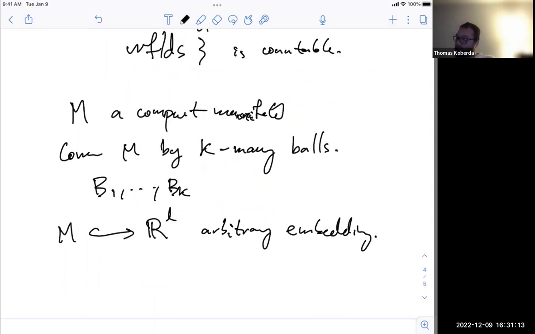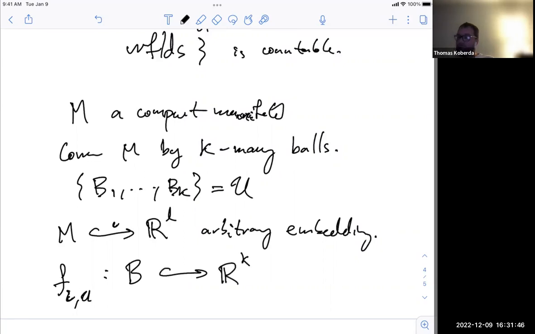And what this embedding gives you in particular is a map. If you call this map iota, and this cover collectively U, you get some map F depending on iota and U from a ball in R to whatever dimension M is into R^(KL), just by restricting the embedding to each of the balls separately. It's just the product map.